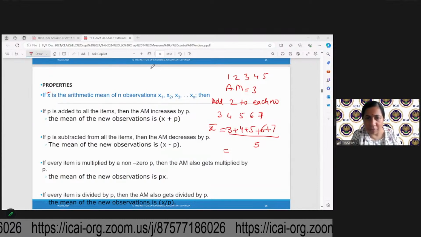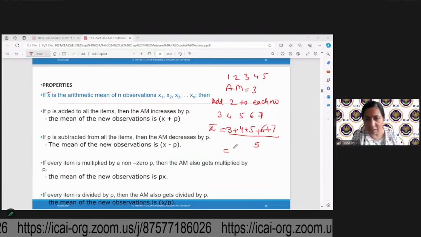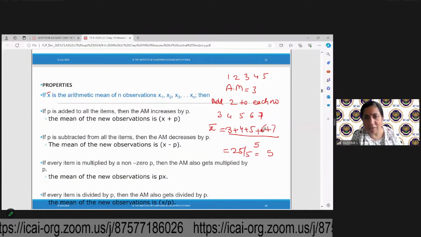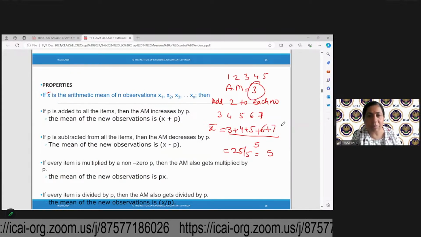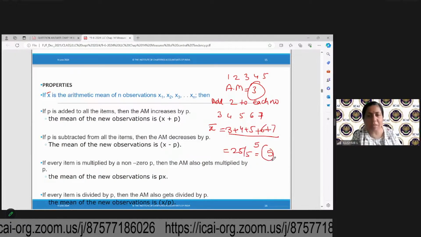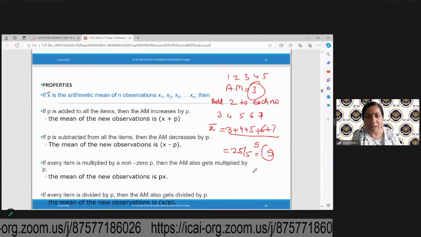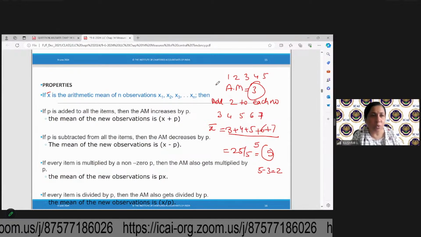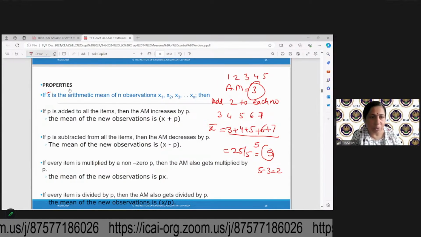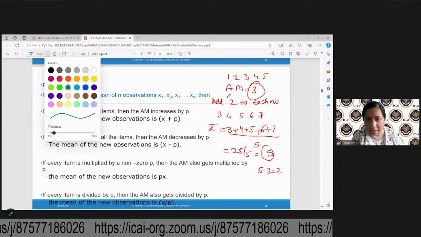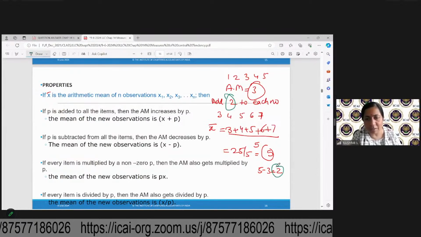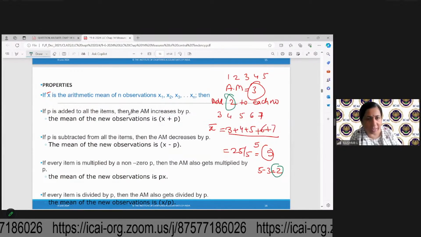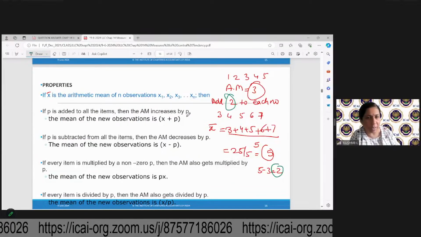25 upon 5, which is equal to how much? 5. What was the original arithmetic mean? 3. What is the arithmetic mean now? 5. What is the difference? 5 minus 3, which is equal to 2. Isn't 2 the number that was added to all the numbers? Yes. So this is the meaning: if p is added to all the items, then the arithmetic mean increases by p.